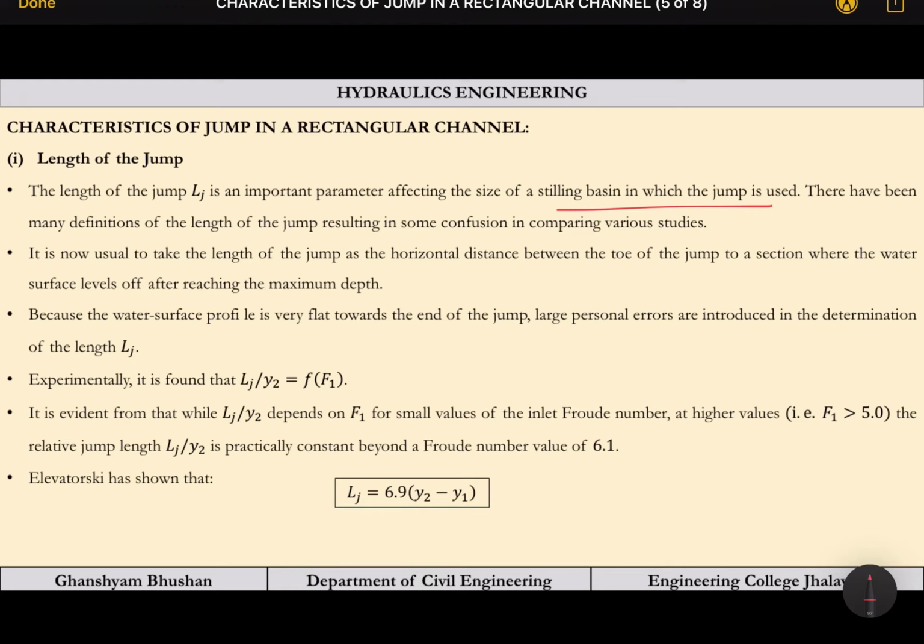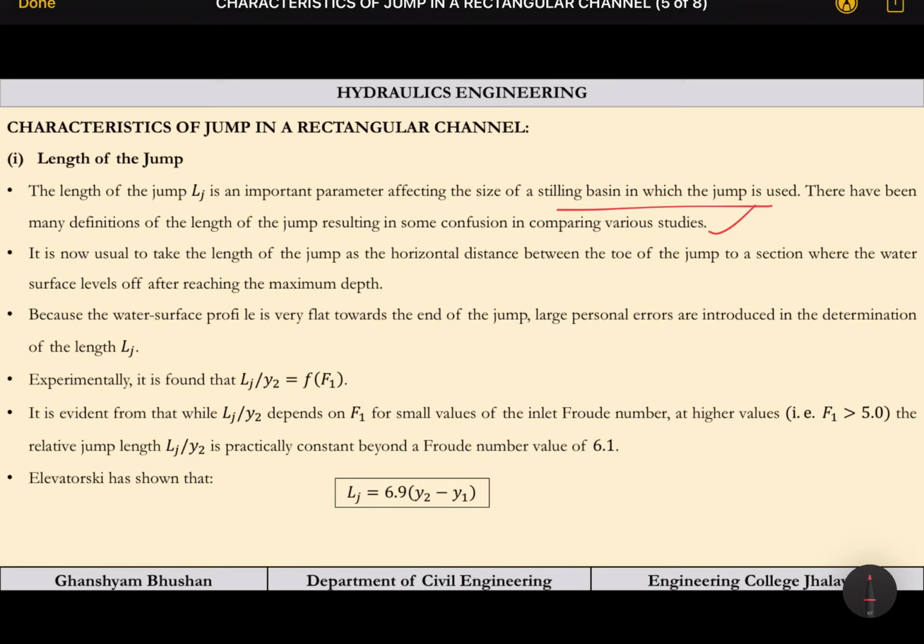There have been many definitions of the length of jump, resulting in some confusion in comparing various studies. As we told you in the beginning of this chapter, this chapter is very dynamic. A lot of research is going on, and we do not have any concrete data that is defining the phenomenon of the jump. That is why there are various definitions of the length of the jump also. It is now usual to take the length of the jump as the horizontal distance between the toe of the jump to a section where the water surface reaches the maximum depth. This I have already told you in the diagram.